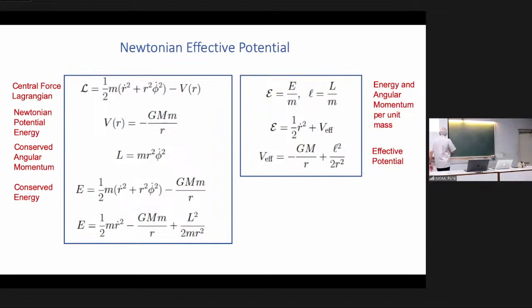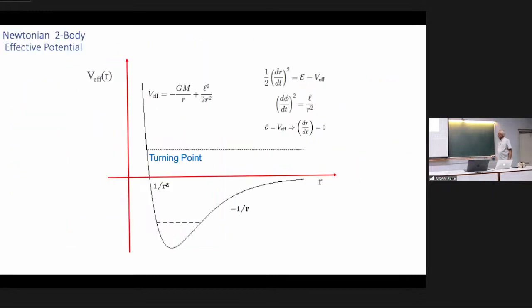And what are the characteristics of this effective potential? First of all, when r goes to infinity, this will go to zero. When r goes to zero, it necessarily goes to infinity. So you have infinity at one point and zero at another point, so you expect a minimum. There will be a minimum in this potential. Now I draw the graph. This is r, this is V effective.